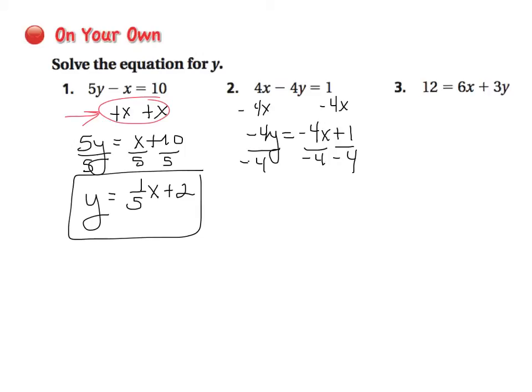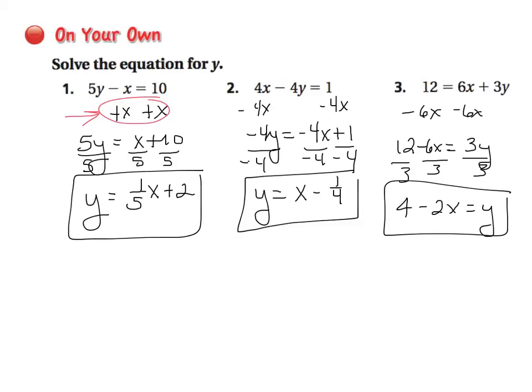So that would give me y equals negative 4 divided by negative 4 gives me 1x. And then plus 1 minus 4 would just give me negative 1/4. And that would be my answer. The last one would give you 4 minus 2x equals y.